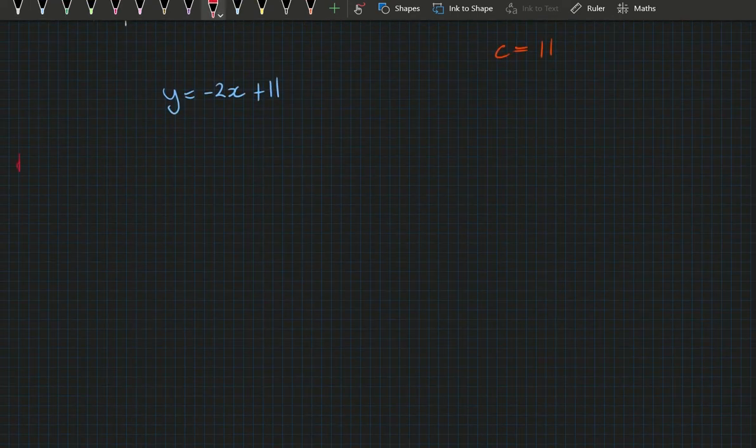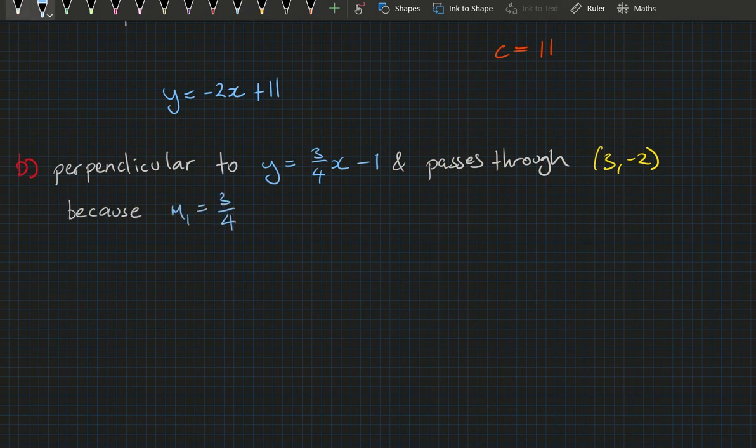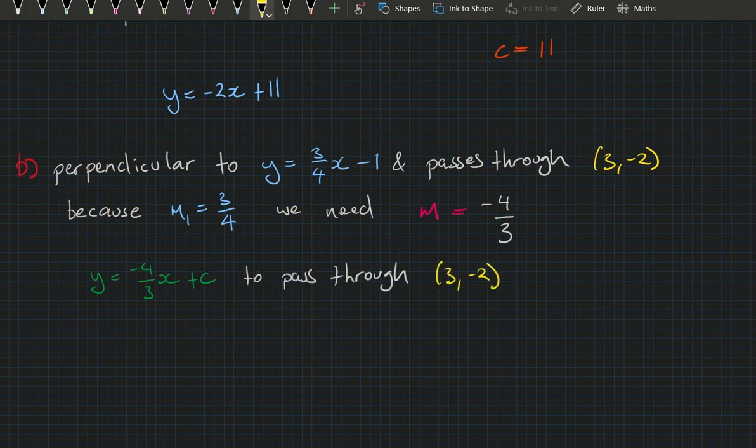But let's go on to part B, where we need to find a line that's perpendicular to y is equal to 3/4 of x minus 1 and passes through the point 3, minus 2. So because m1 equals 3/4, for a line to be perpendicular, we need m2 to be minus 4 on 3, because that's equal to minus 1 divided by 3 on 4. And if you don't believe me, you can multiply 3/4 by minus 4 on 3, and you'll see that that equals minus 1. So we need some equation where y is going to equal minus 4 on 3x plus c to pass through the point 3, minus 2.